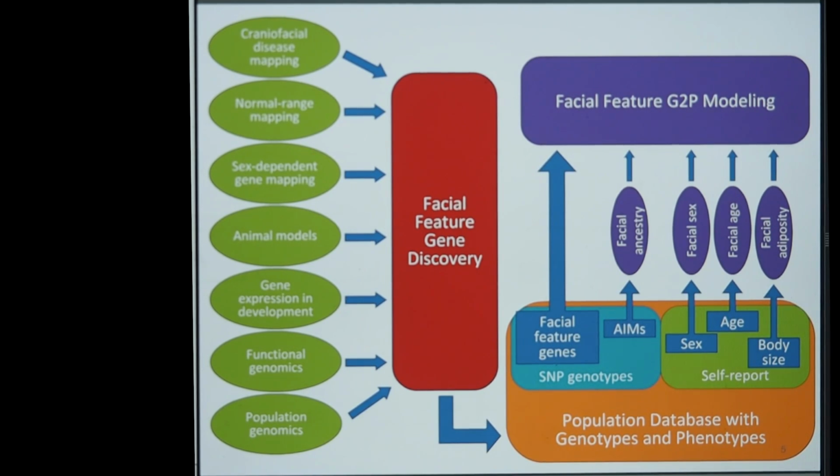And then you have some self-report or measured features, things like sex, age, body size. So those, along with the AIMs, we model independently those effects, because those are strong effects that sometimes don't even have to do with genes. Age, for example. Your genes aren't changing that much through your lifespan. You're just developing and then aging.